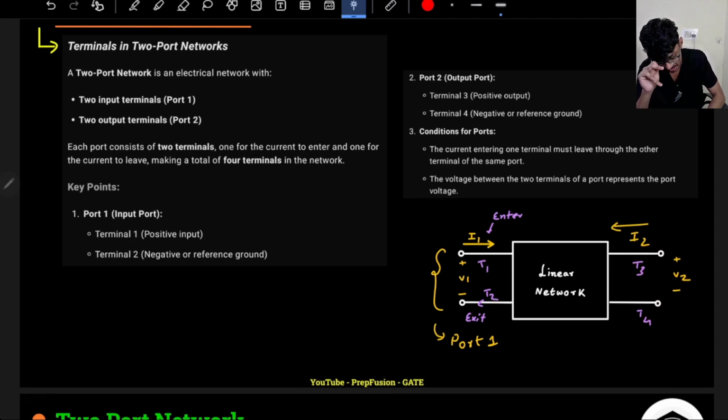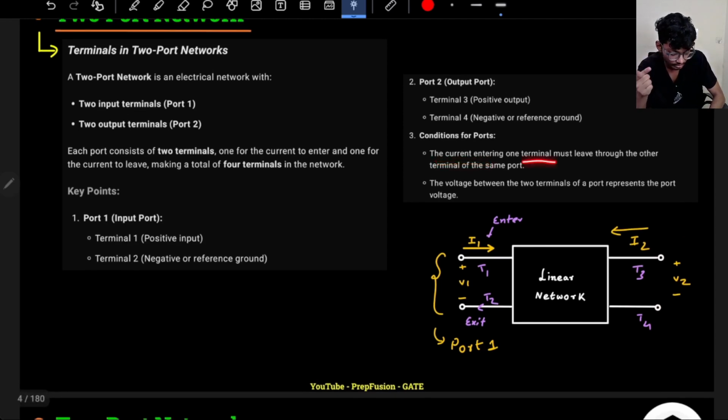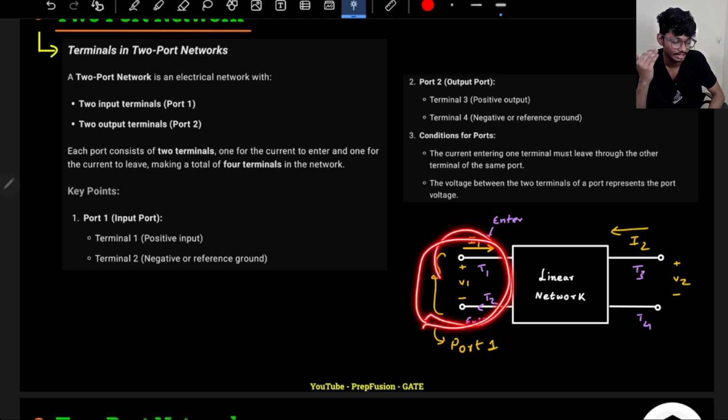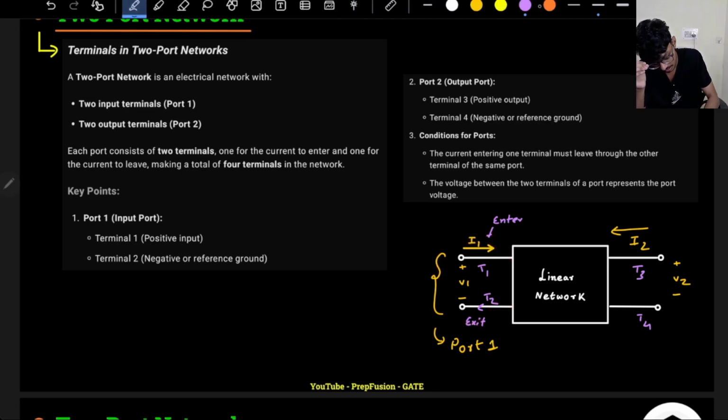Okay, so conditions for a port: the current entering one terminal must leave the other terminal of the same port. So if I say that these two terminals are of the same port, then you have to prove that if this current is entering as I1, then the same current should exit from the other end. Then only it will be assumed as a single port, else it will not be assumed as a single port. So the condition for two terminals to be in the same port is that whatever current goes in must come out of the port.